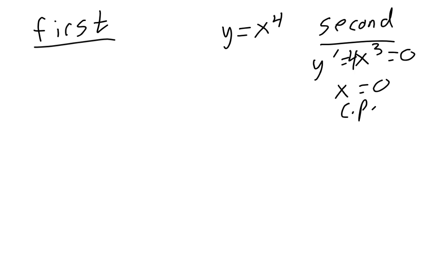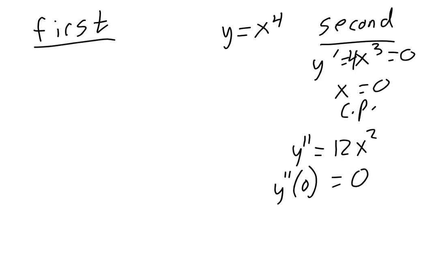But the second derivative test says, let's take the second derivative. That's going to be 12x squared. And just plug that in. Y double prime at 0 is 0. That tells me it is inconclusive. We just did a bunch of work. We found the second derivative, and it just didn't work.